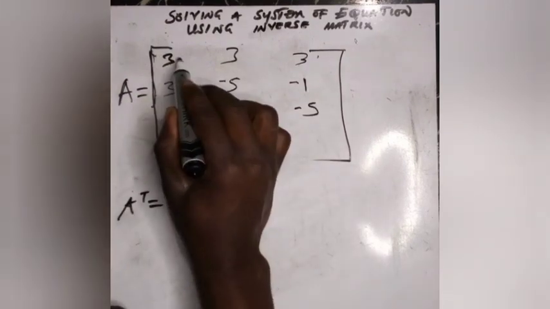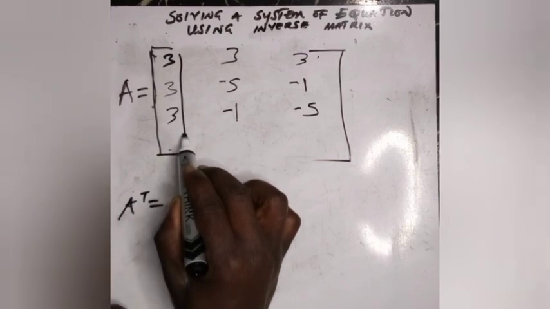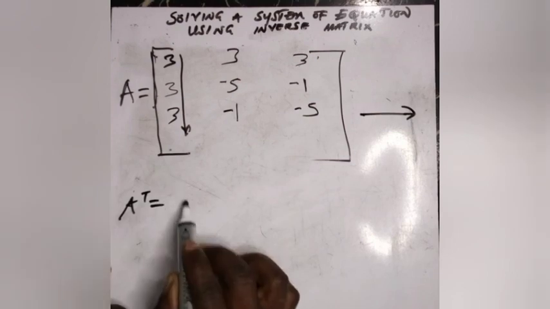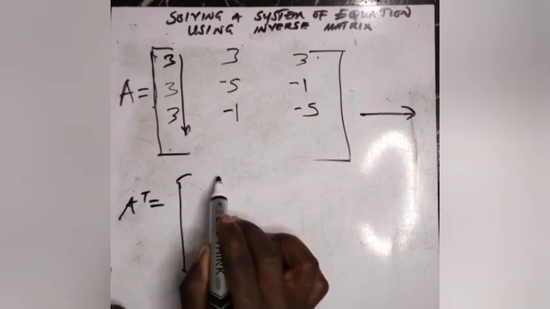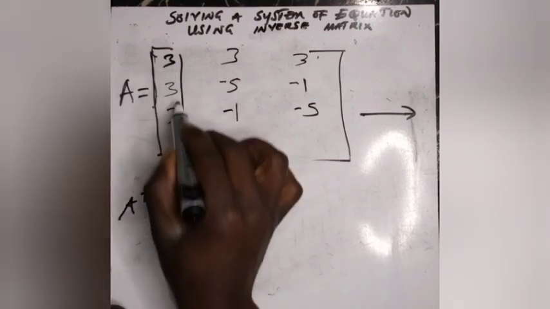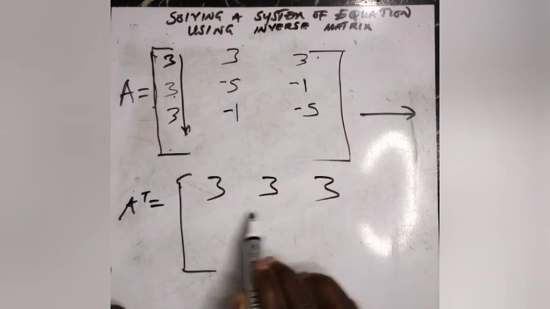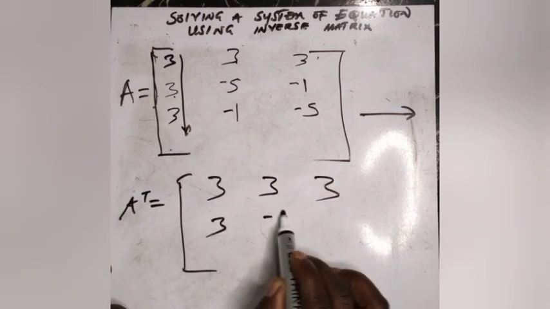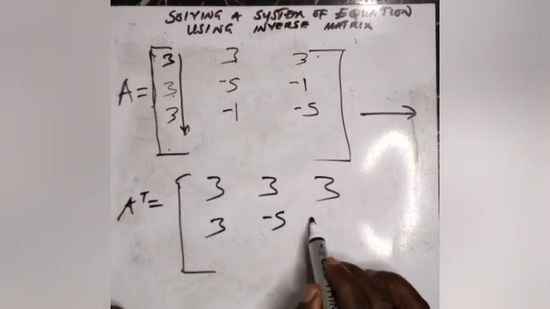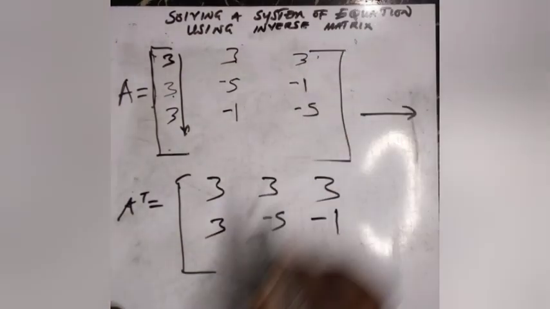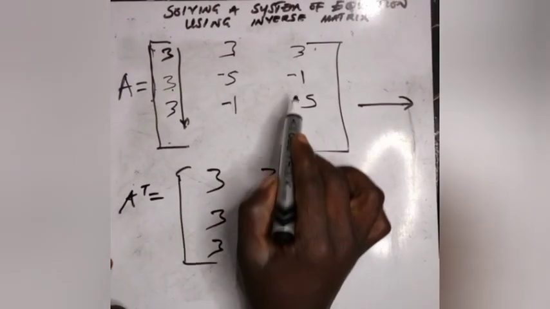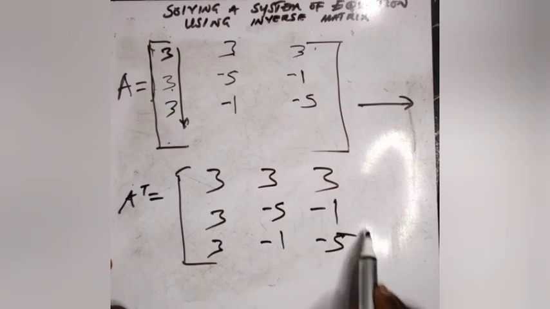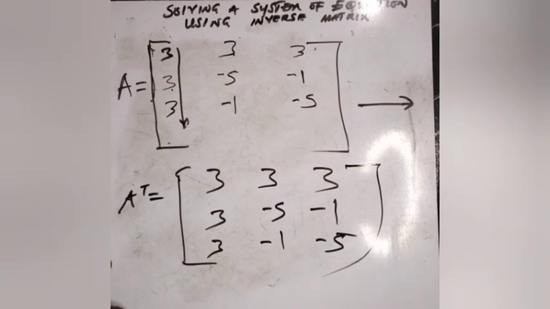Step number 5, you have to take this matrix into its transpose. So transpose, the columns will become rows. So it will be 3, 3, 3. Then here 3, minus 5, minus 1. Then here 3, minus 1, minus 5. You close. This is the transpose.